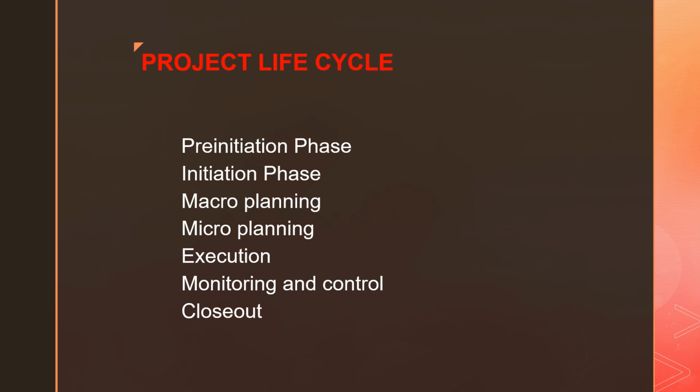Closeout phase is the final stage in the project lifecycle. The closeout stage takes input as deliverables. So deliverables, that is the output of the execution phase, is the input for the closeout phase. And the output of the closeout phase is the customer acceptance of the deliverables.